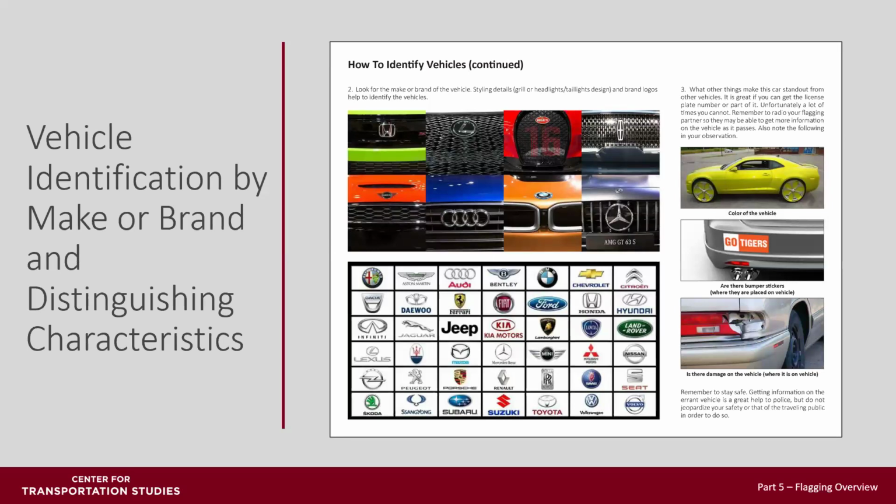The second sheet contains the vehicle make or brand logos for most vehicles that are on the roadway today, and other information on identifying distinguishing characteristics such as color, bumper stickers, and damage as previously discussed.